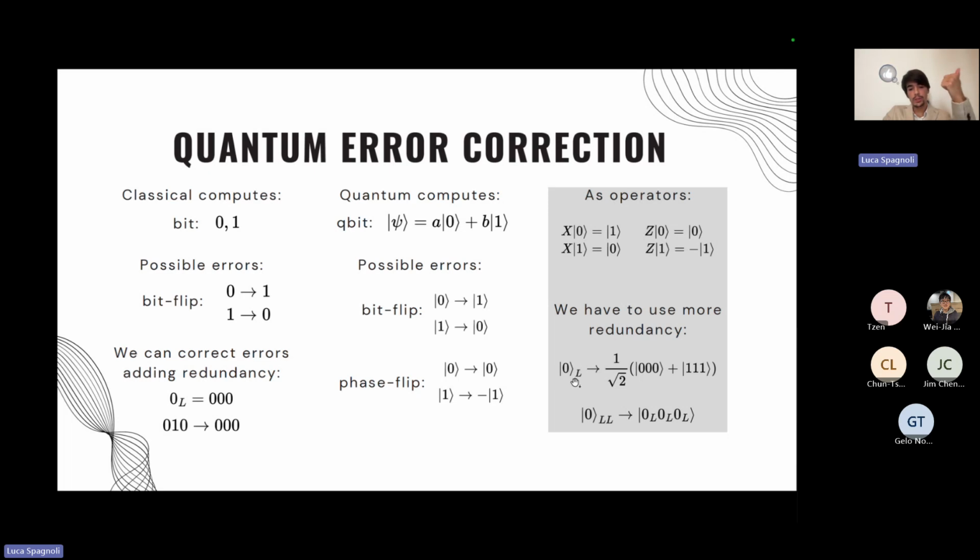Then you take three copies of this qubit, which means nine physical qubits, and these correct bit flip errors.